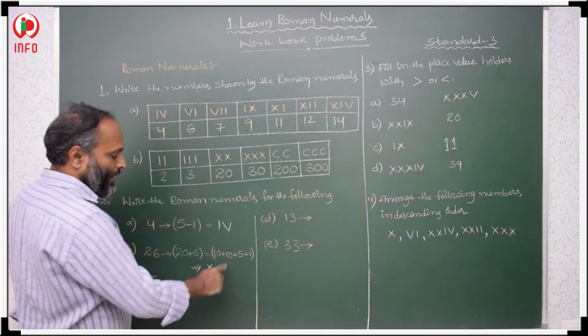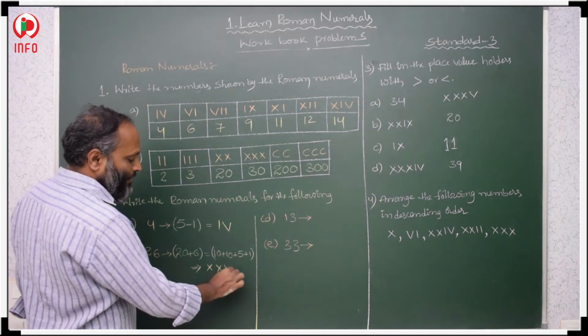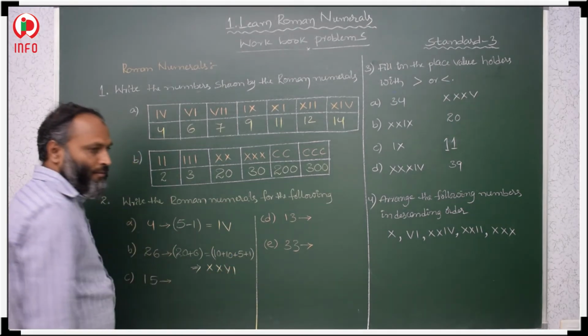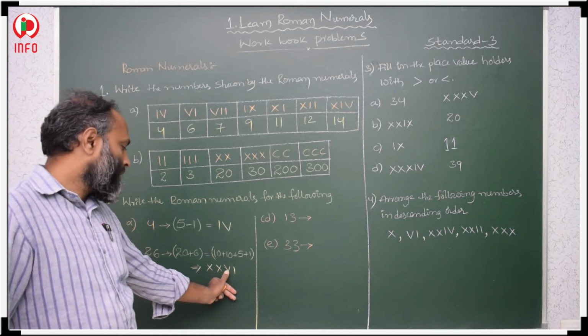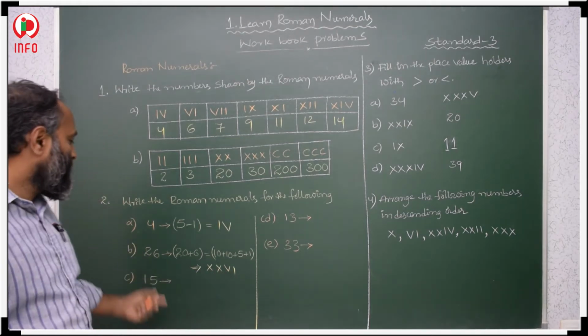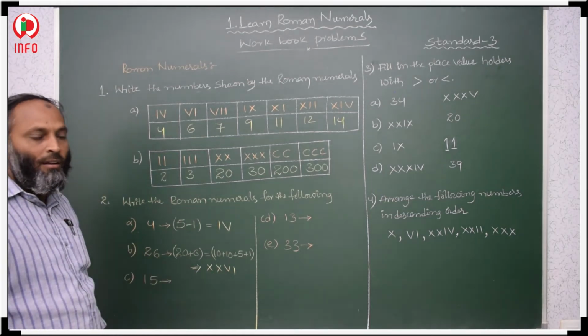10 means X, again 10 means X. 5 means V, 1 means I. X, X, V, I. This is the representation of 26 in Roman.